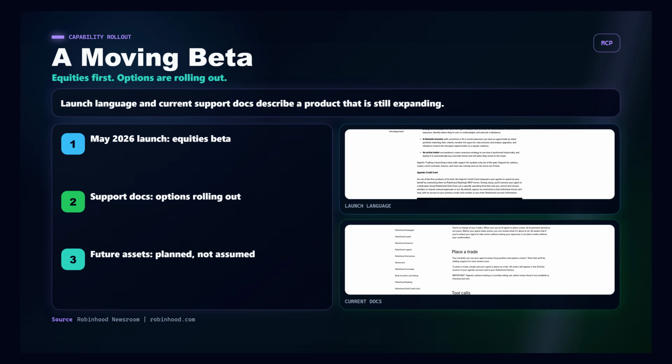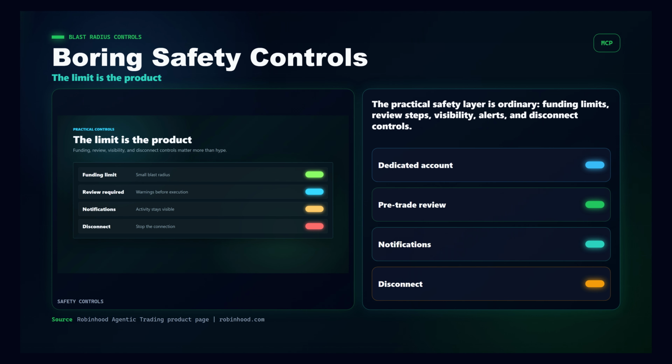The most important safety features are not magical AI features. They are ordinary controls: a separate account, dedicated funding, activity and performance visibility, notifications, pre-trade review, and the ability to disconnect. That is the part of the product that deserves the most attention. If an agent strategy goes wrong, the limit that matters is not how confident the model sounded. It is how much money you allowed into the fenced account and whether the workflow required approval before execution.